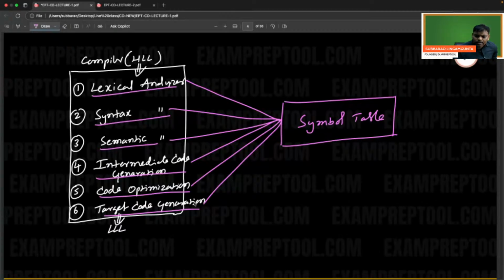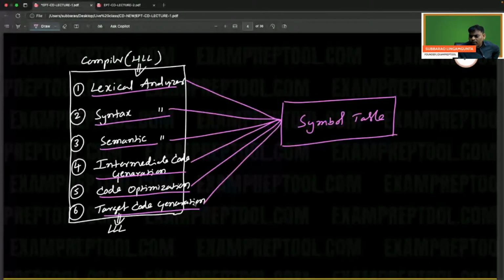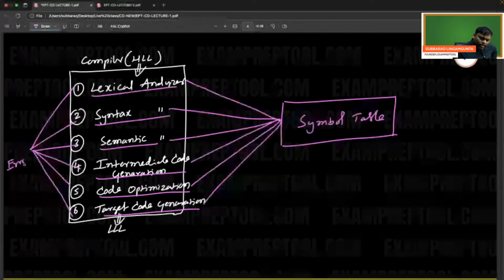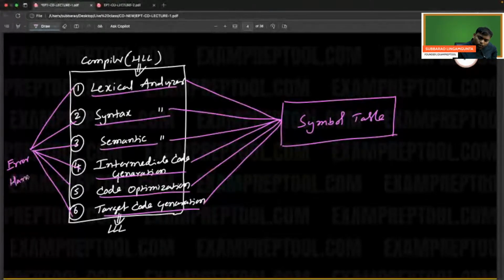Now some students are asking, sir, while compilation is going on, these 6 phases are running. At any point of time, if you want to store anything, I will store it in the symbol table. We are happy. Suppose at some point of time an error came. What should I do? While doing lexical analysis or syntax analysis, if an error came, there is one person called the error handler. Inform him. At any point of time, any error came, inform him. If possible, he will handle it.